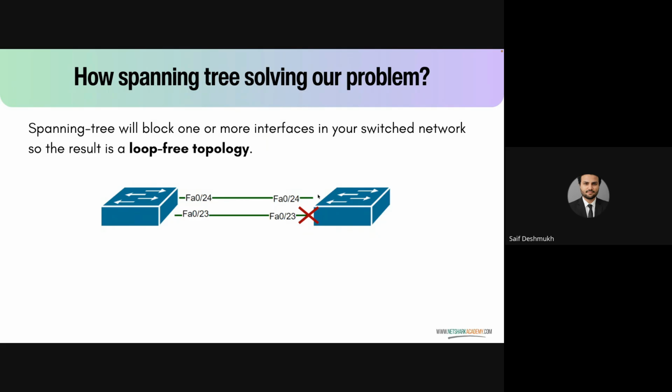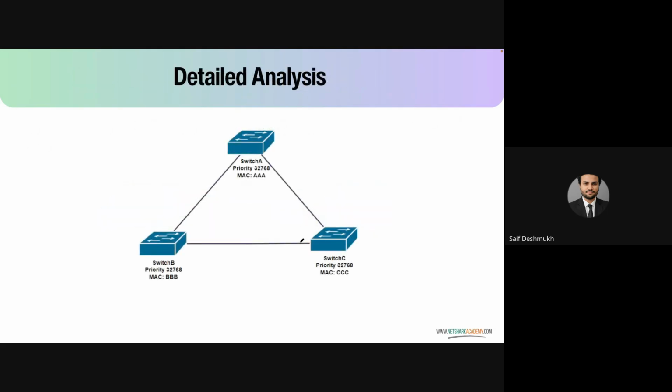Spanning tree is going to block one of the interfaces to break that loop. But this is the final result, I would say. That's where we have a loop-free topology. But how do they get to this process? How do they decide that they have to block this interface? Now let's understand that in detail, a kind of quick overview.